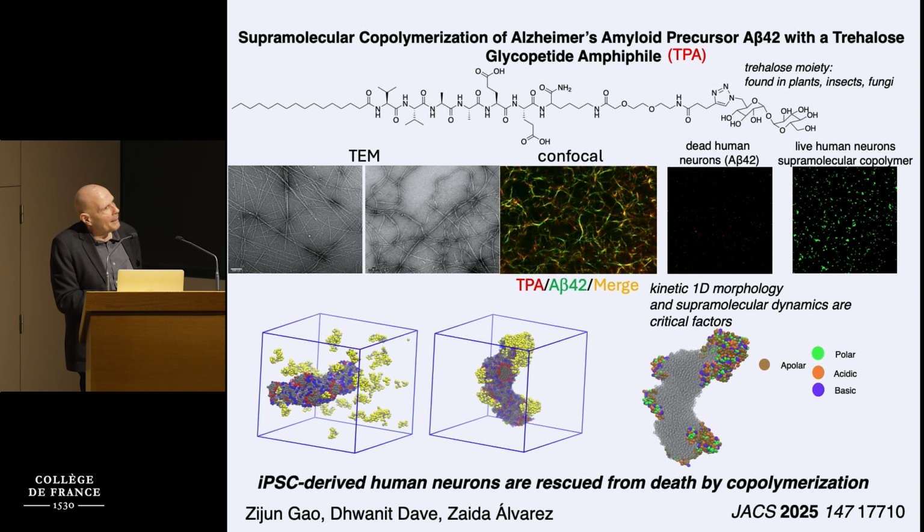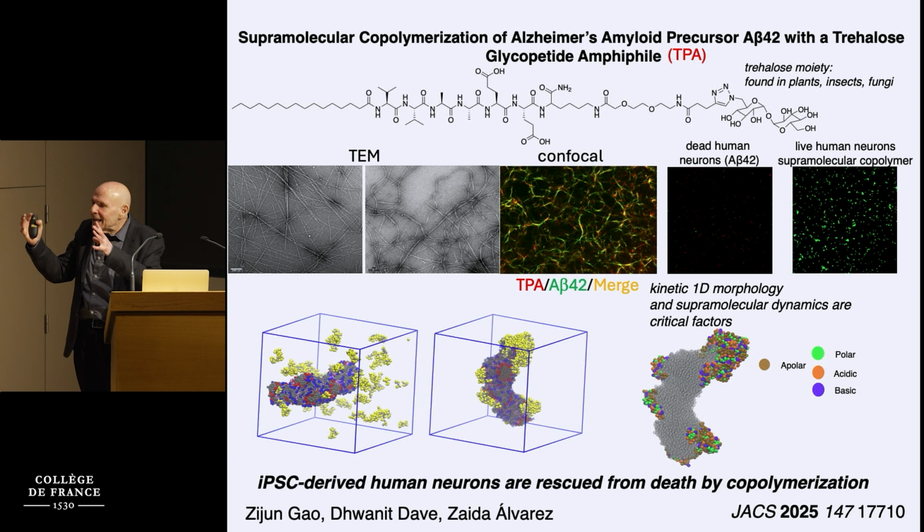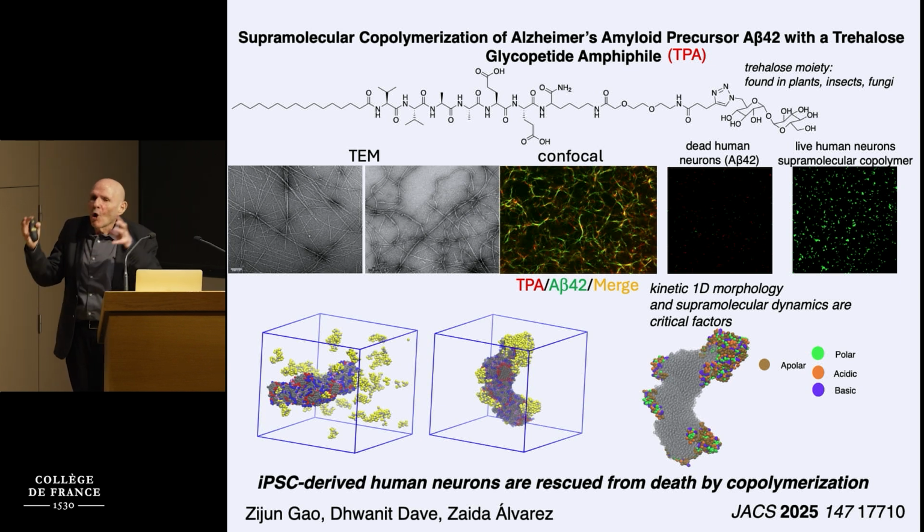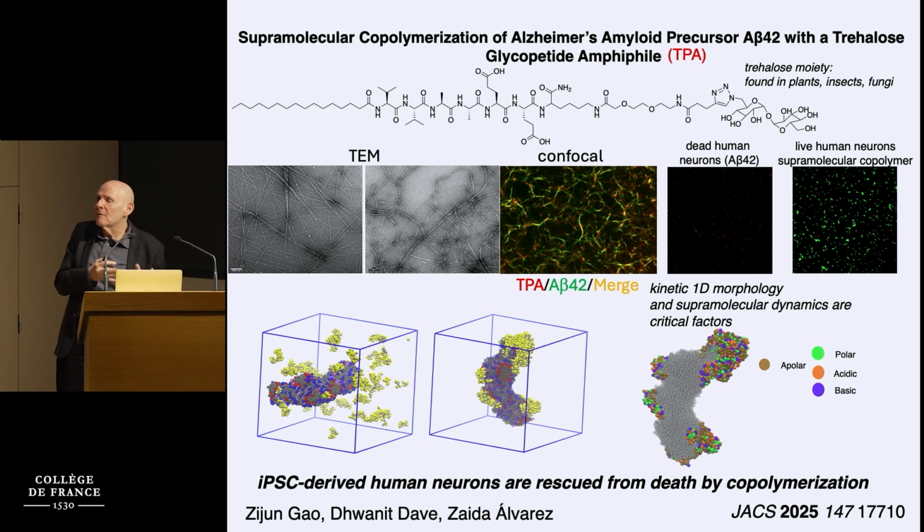The computer simulation demonstrates that the protein copolymerizes with our TPA, this trehalose protein, and it's a heterotypic polymerization in a supramolecular sense because it hits many different types of amino acids as it copolymerizes with a peptide. We have demonstrated that iPSC-derived human neurons are actually rescued by this copolymerization. So basically, the A beta 42 copolymerizes with our peptide amplified fiber and rescues the neurons from death.